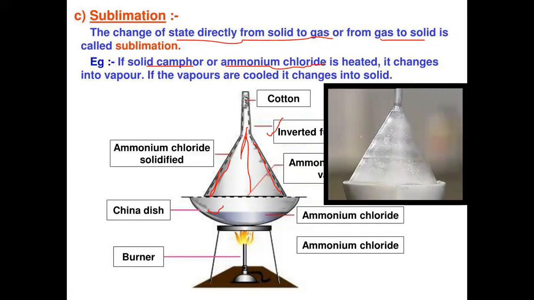So you can see this is a cartoon diagram, and this is the original diagram, this is the china dish, and you can see these white drops, or white crystal-like structures, that show you that this camphor later changes into solid form on condensation.